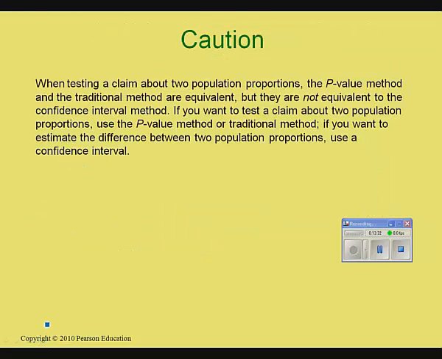Caution. The p-value method and the traditional method, they're both fine. They're the same. They're equivalent. But these are not equivalent to confidence intervals. Confidence intervals may give you a different result.